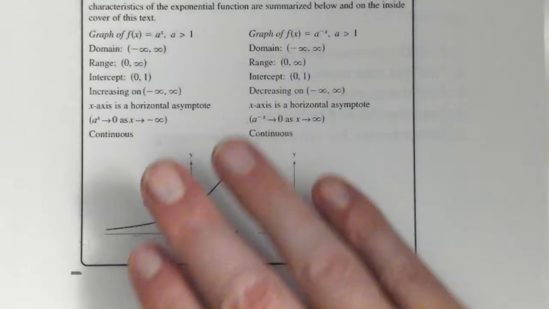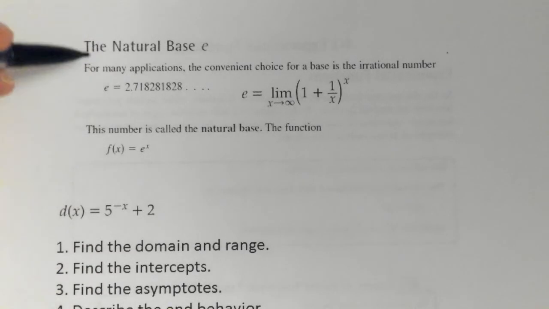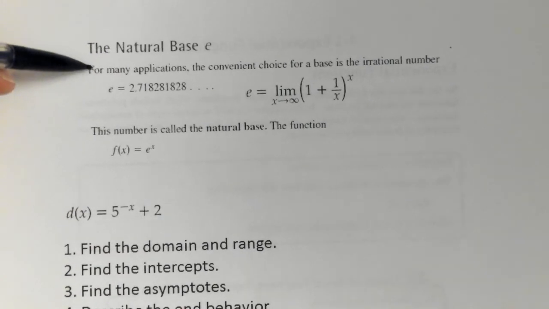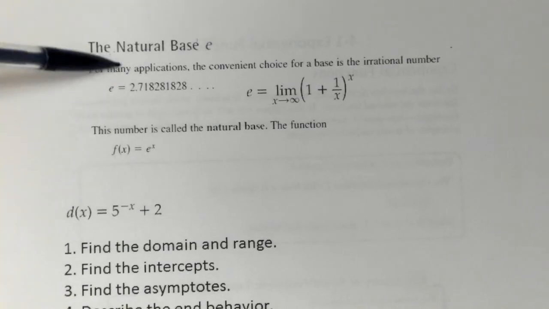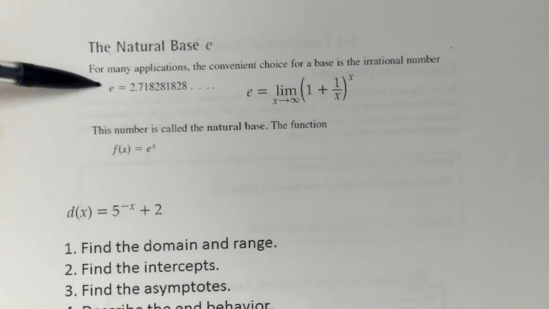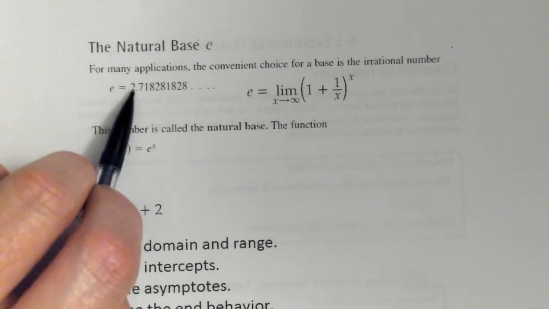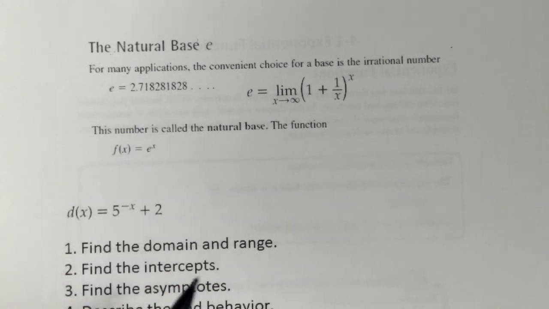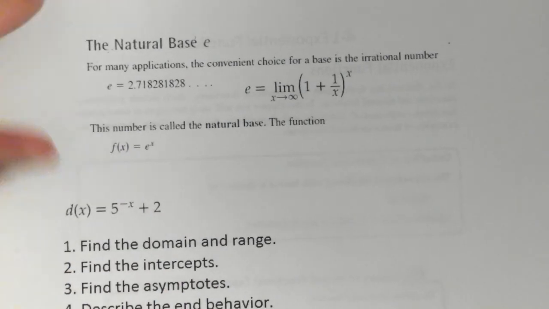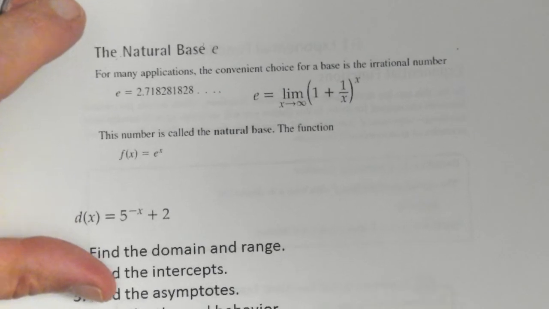All right, now let's take a look at one more thing here. If you've got an exponential function whose base is e, then that's called your natural base. All right, so e is a number, right? It's an irrational number, and it's 2.718281 and so on. It's a non-terminating decimal.